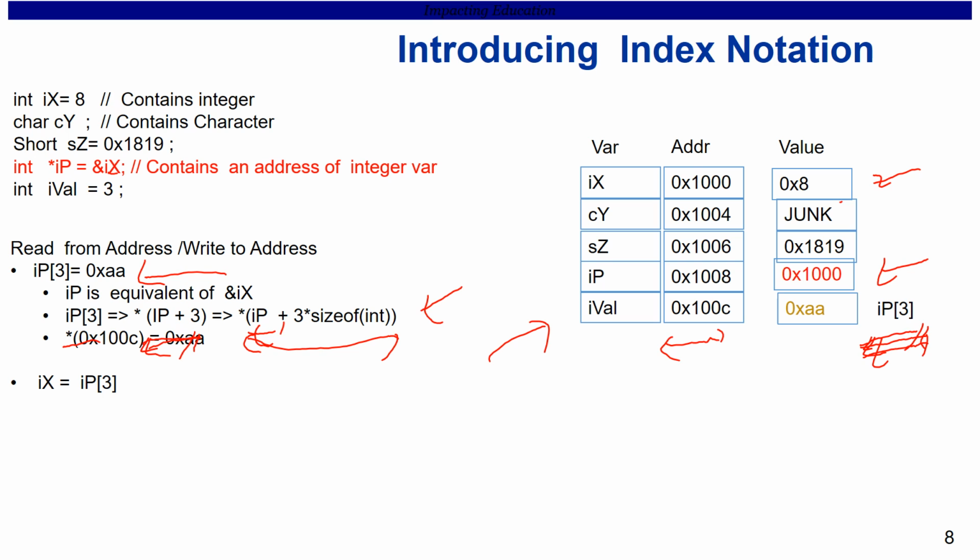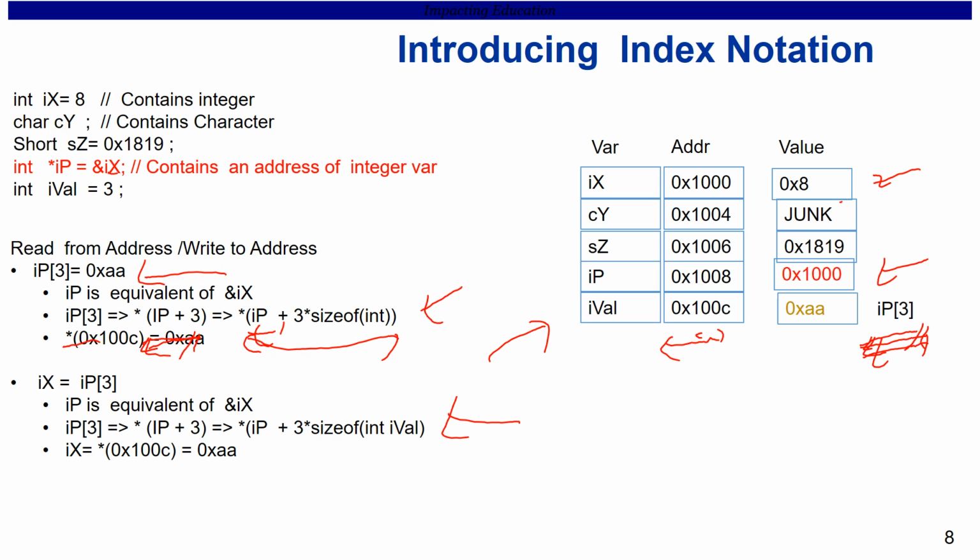Next, IX equals IP of 3 will be exactly the opposite of it. Not opposite. Here you will be using IP of 3. You will be reading the location 1000 and C and writing it to IX. That's what this is showing. IP is the same as and of IX. IP of 3 is the same as star of IP plus 3, which is IP plus 3 into size of integer, which is like reading location 1000 and C. You saw that IX becomes A.